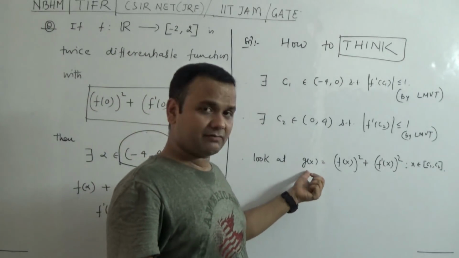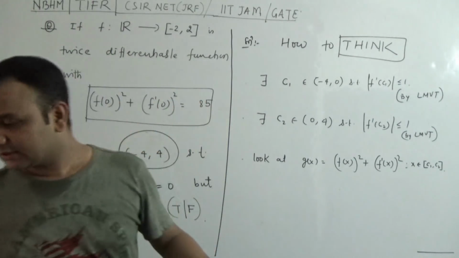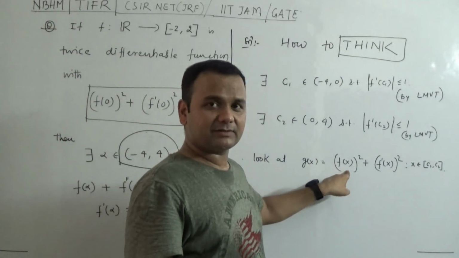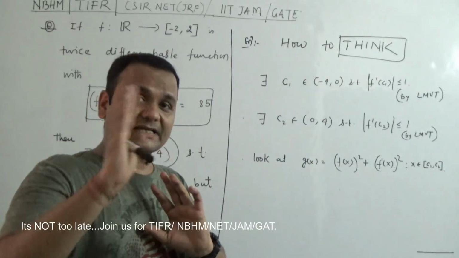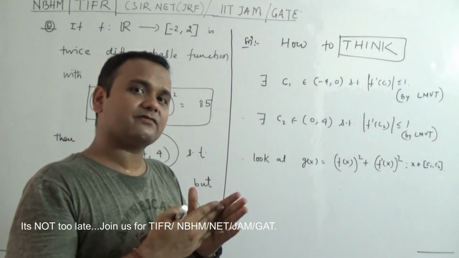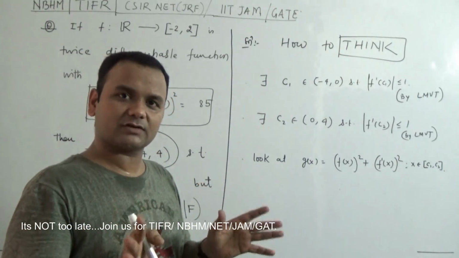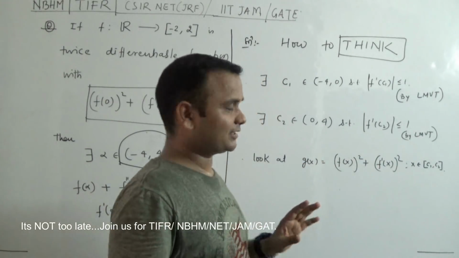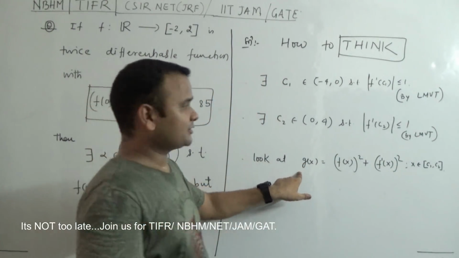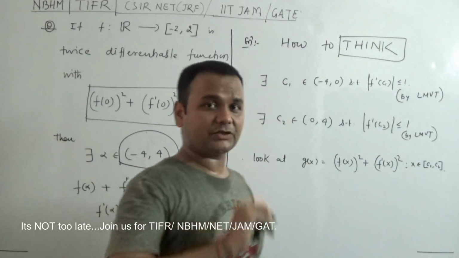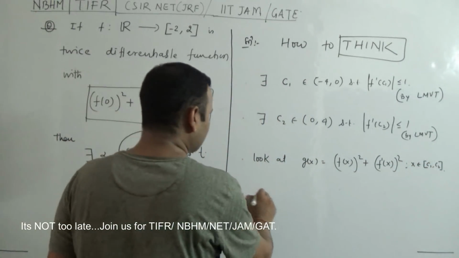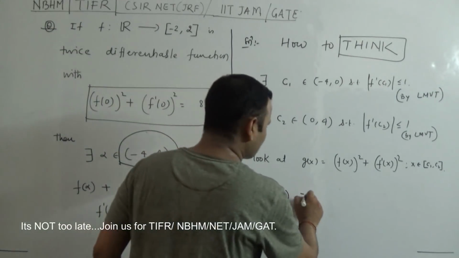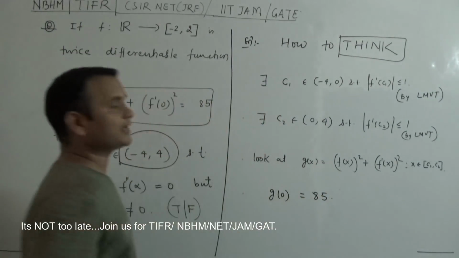This function is continuous, correct? Look, see how beautifully I am going to use my compactness. This function is continuous and the function is twice differentiable. So if the function is twice differentiable, its first derivative is of course continuous. So square plus square, this is continuous. So this function is continuous on c1, c2. And what is given also? The value at 0 is 85.